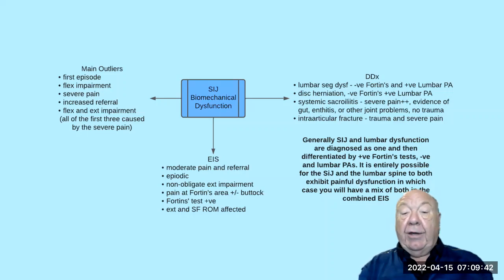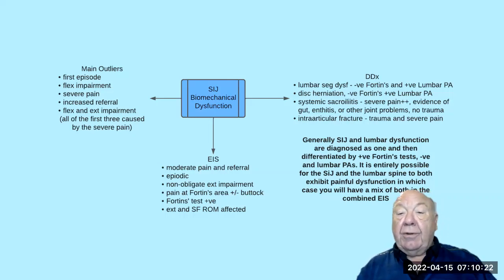It's based on the EIS, the essential illness script, or if you're doing pattern recognition or any other form of hypothetico-inference, whatever it is you're using, which made the diagnosis. The EIS for this is almost always unilateral pain that's moderate, with moderate referral. It's an episodic thing, non-obligate extension impairment. This is mostly about extension. You have a positive subjective Fordham area, and the objective Fordham test is positive as well. Extension and side flexion range of motion are the most affected.